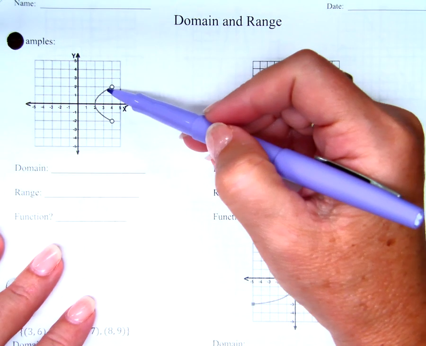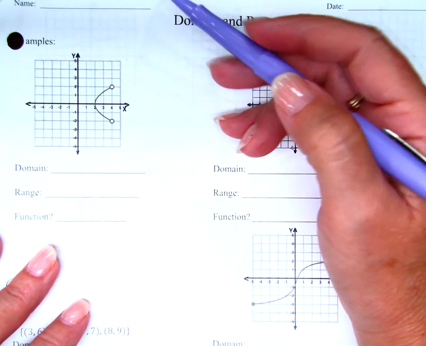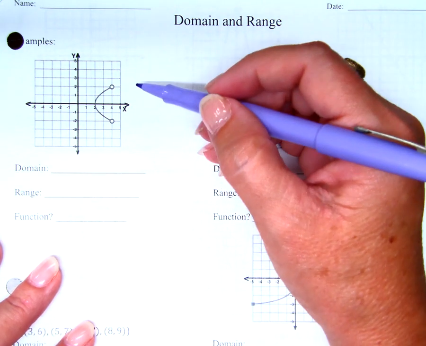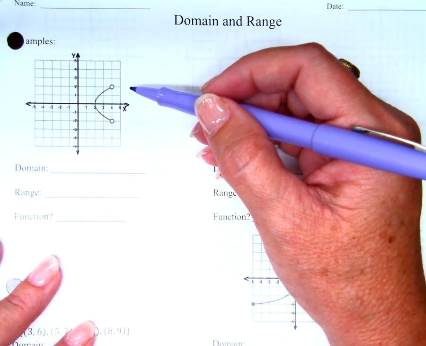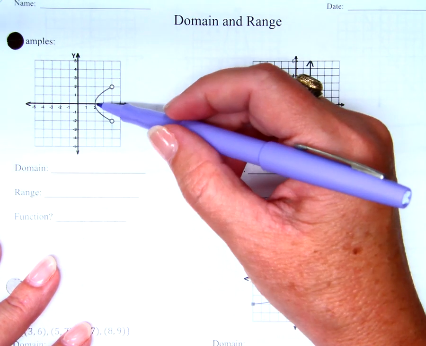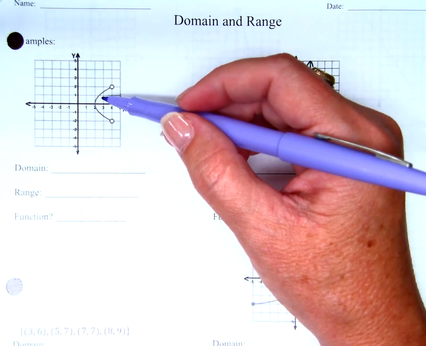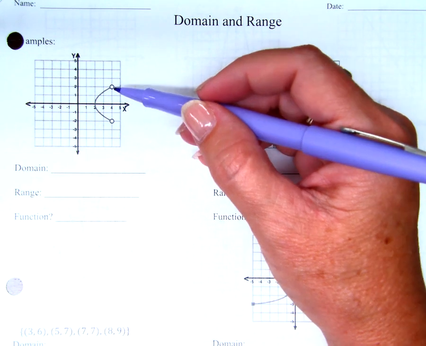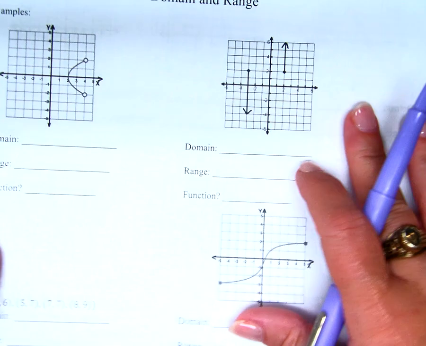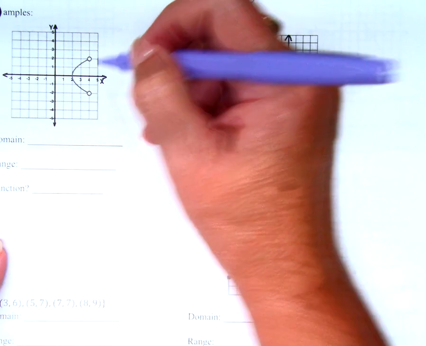Looking at this very first graph, what do you notice about this graph, first of all? Just give me some observations about the graph. There's no arrows. It's a curve. Looks like a smiley face a little bit. Okay, so if I put some eyes over here, yeah. Okay, what else?